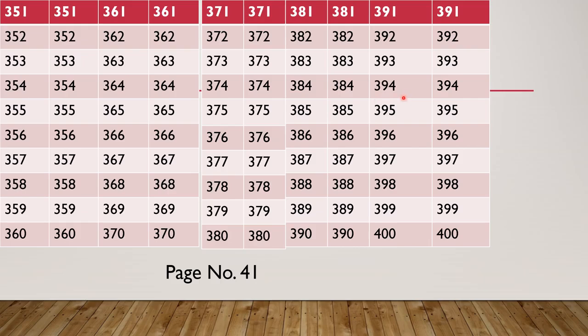Next is 394, 394. Next is 395, 395. Next is 396. Next is 397. Next is 398. 399, 399, 400, 400. I will repeat this again.